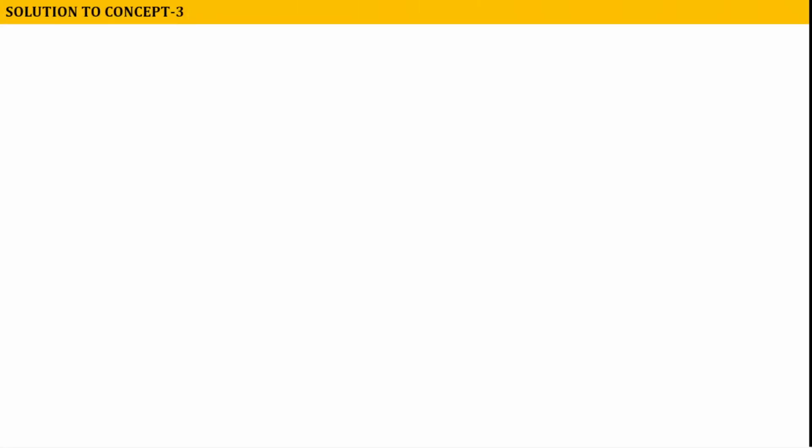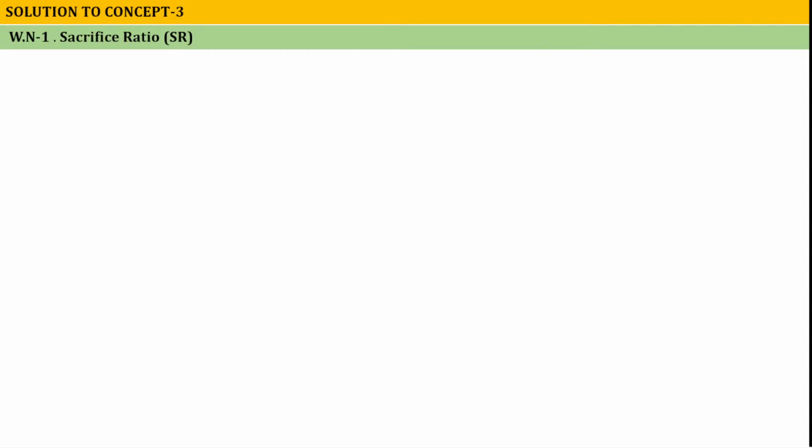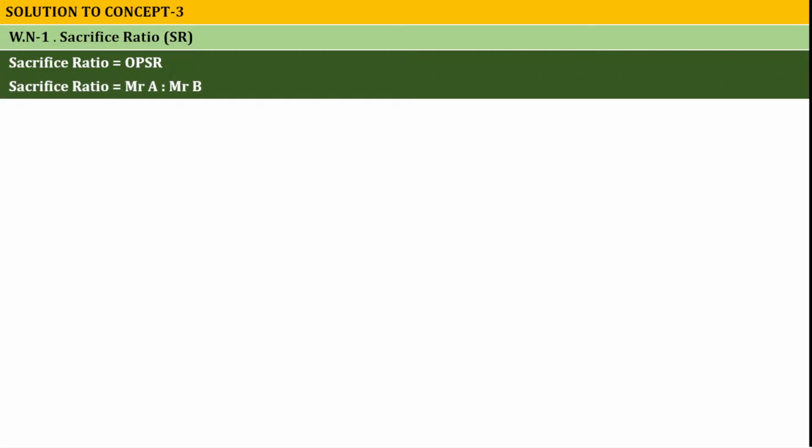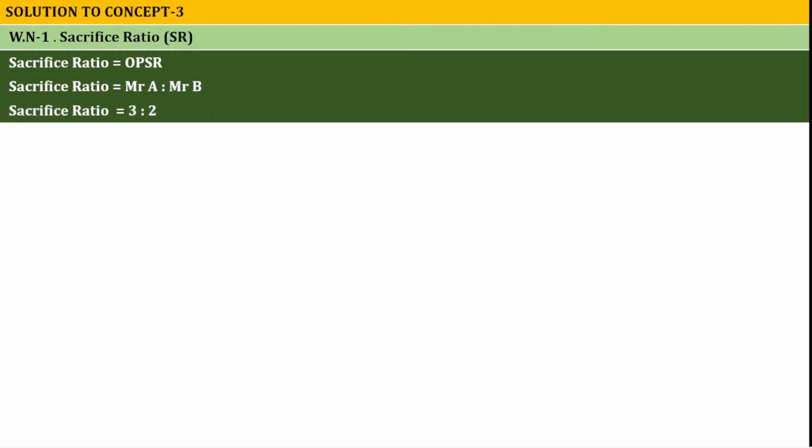Let us start the solution. Solution to concept number 3. In case of admission of a partner, to give the accounting treatment of the goodwill, we have to calculate the sacrifice ratio. In this question, OPSR and new partner profit sharing ratio are given. In such a situation, sacrifice ratio is equal to OPSR. Sacrifice ratio is equal to Mr. A ratio Mr. B, that is 3:2. Pause the video and write it.